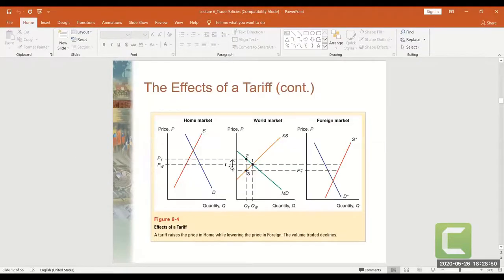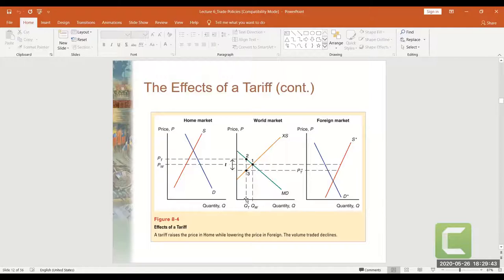Now if there is free trade, equilibrium is when import demand equals export supply at point 1. At point 1 the equilibrium is PW, the world price, where export supply and import demand intersect, with quantity QW. Now if a tariff is imposed, definitely the price in the home market is going to increase. If the price increases, the demand is going to decline. So import demand moves from point 1 to point 2.